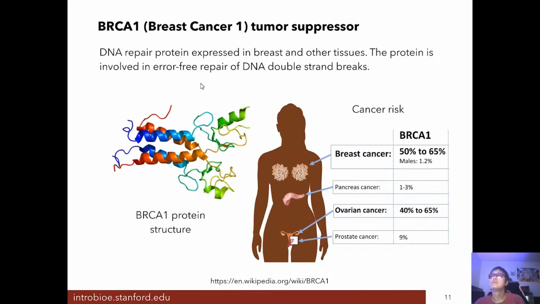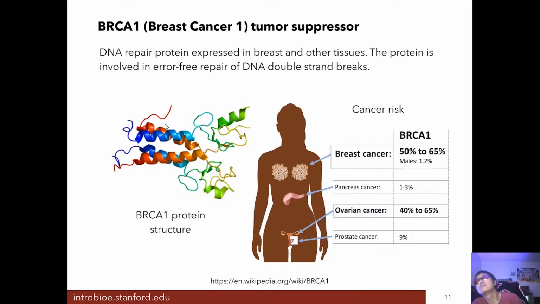So your DNA gets broken all the time. Different things that you encounter in the environment can cause damage to your DNA. UV light is a good example of something that can cause damage to your DNA. This BRCA1 protein will come in and fix that damage, and it fixes it without errors, which is really important because that means you're not getting mutations in genes within your genome wherever this BRCA1 gene is expressed.